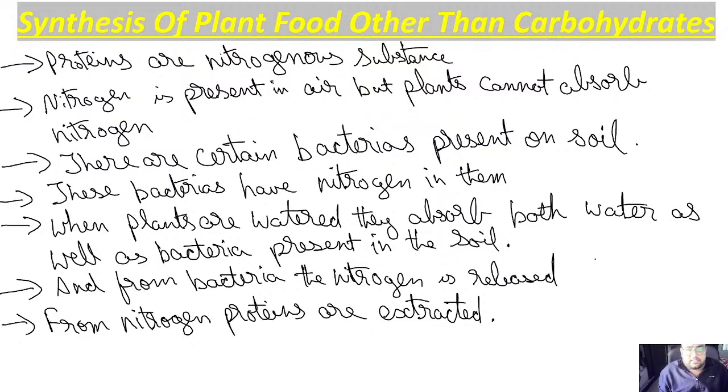Nitrogen is present in air, but plants cannot absorb nitrogen. Plants can only absorb carbon dioxide. There are bacteria present in the soil around plants, and those bacteria have nitrogen in them. When plants are watered, they absorb water as well as the bacteria present around the plants in the soil. From that bacteria they take nitrogen, the nitrogen is released, and then from nitrogen they take proteins. So this is how the process works. Apart from carbohydrates, this is how they take proteins as nutrition.